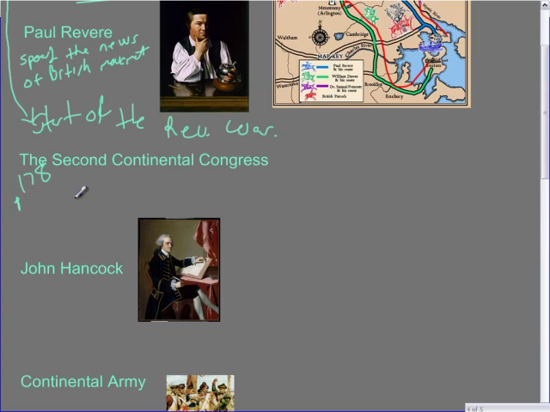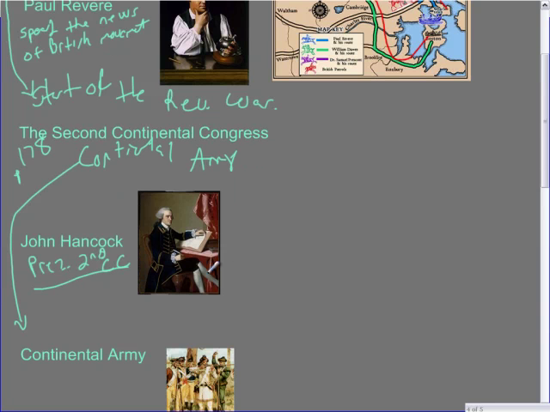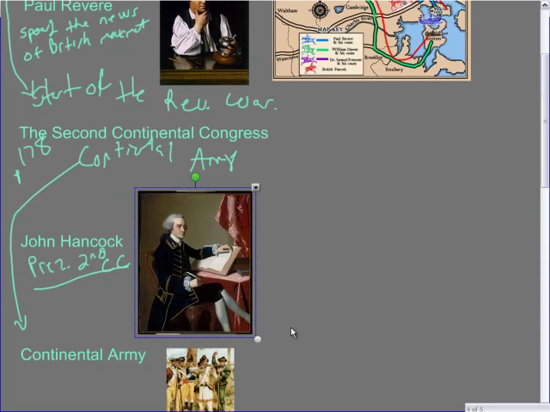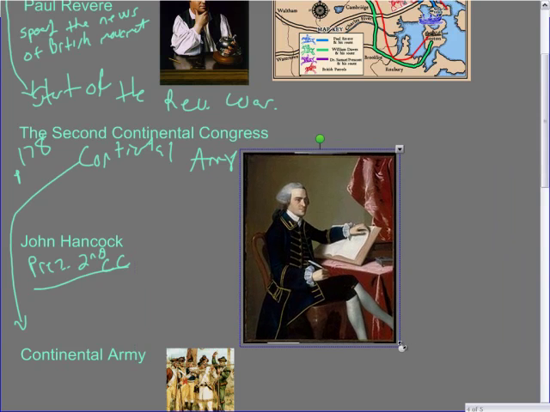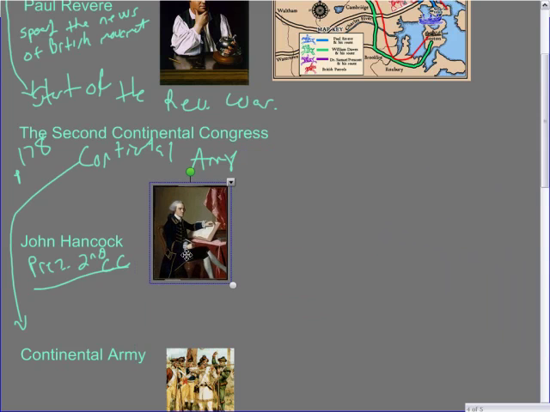So they create the Continental Army, which is actually down here as well. John Hancock is on here because he is the president of the Second Continental Congress, Second CC, if you will. Wow, that's a lot of jargon in that one. President of the Second CC, which is Continental Congress. This is John Hancock. I'm sure you've all seen his signature, really big on the Declaration of Independence, which we will talk about in just a second.